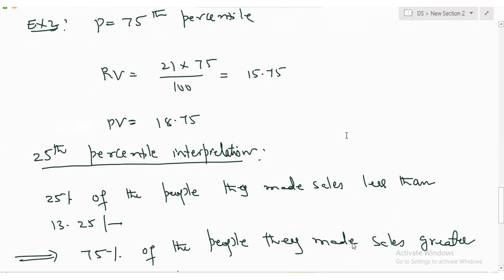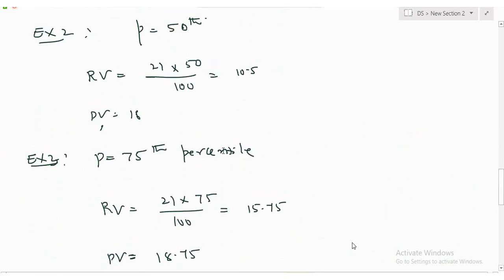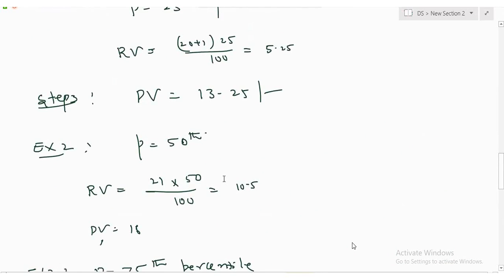At the end, you can explain the 50th percentile means 50% of the people made sales less than 16 rupees, which implies another 50% of the people made sales greater than 60 rupees. Yes or no, guys? Any questions so far? Online, any questions so far? You guys understood how to calculate the percentile value?